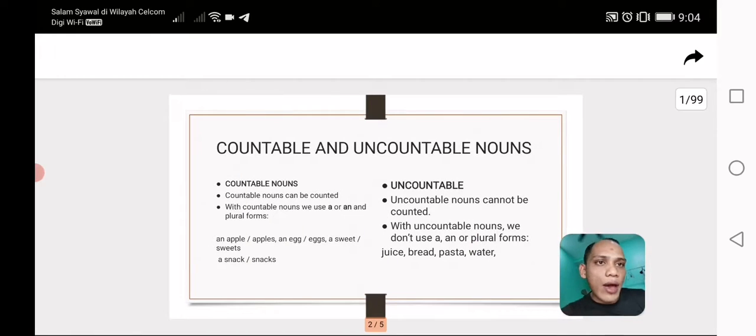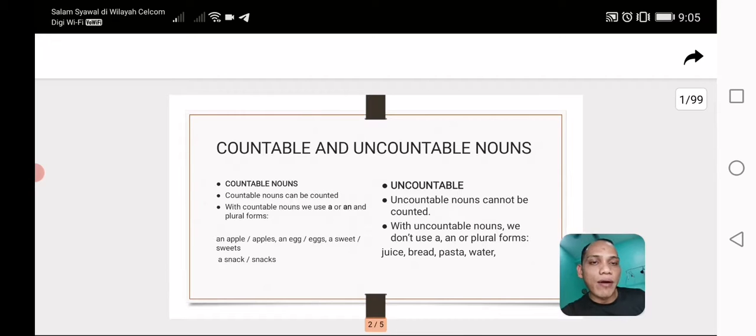I think you have learned about this in year 3. In nouns there are two different types of nouns. Terdapat dua kategori nouns, iaitu countable and uncountable. Countable comes from the word count. Count ni benda yang boleh dikira.